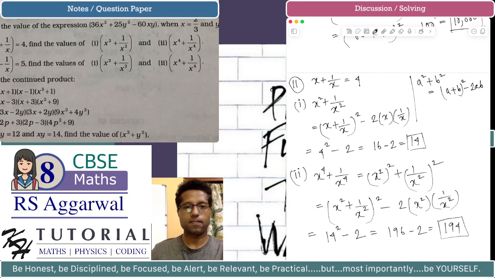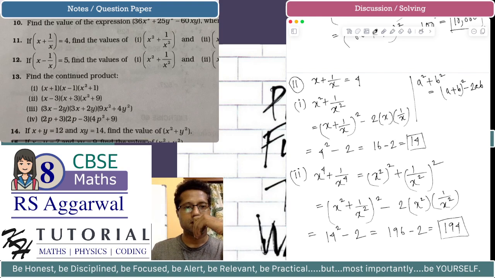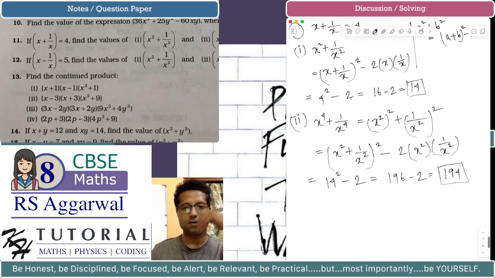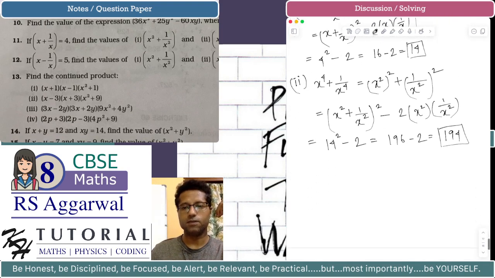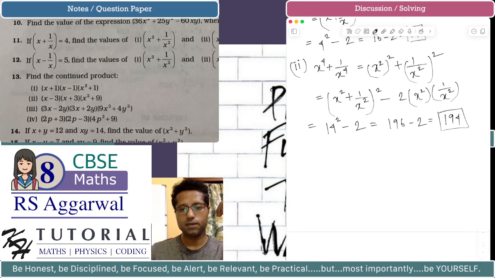Okay. So problem number 12 is similar to problem number 11, but in this case, we are given x minus 1 by x equal to 5, and we have to find in part 1 the value of x square plus 1 by x square.